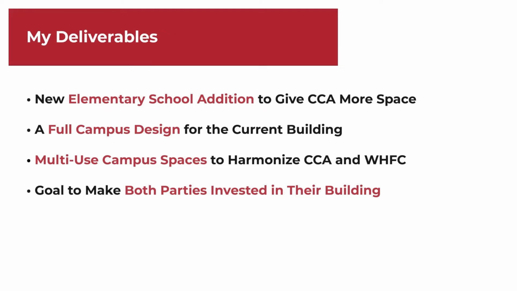So with that in mind, I'm going to have a couple of deliverables for my client. First, according to the school advisory board's requests, I'm going to put in a new elementary school addition to help give Cornerstone more space. We picked elementary school here because we believe that those students have the most to benefit from a new school space that is tailor-made to be a school and tailor-made for students. But I won't just stop with the existing building. I'm going to go ahead and do a full campus design for that current building.